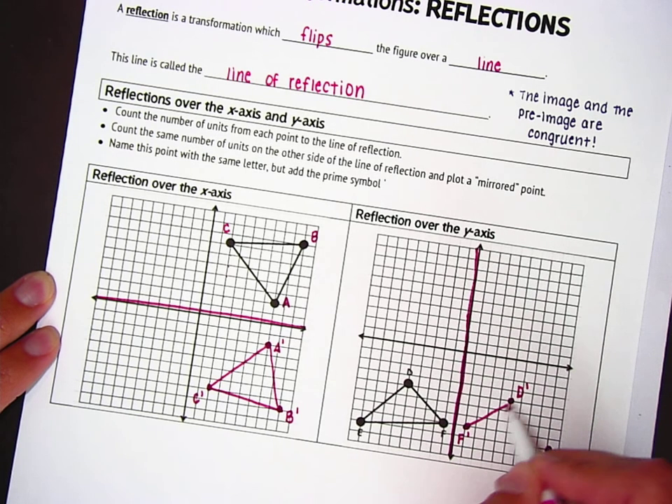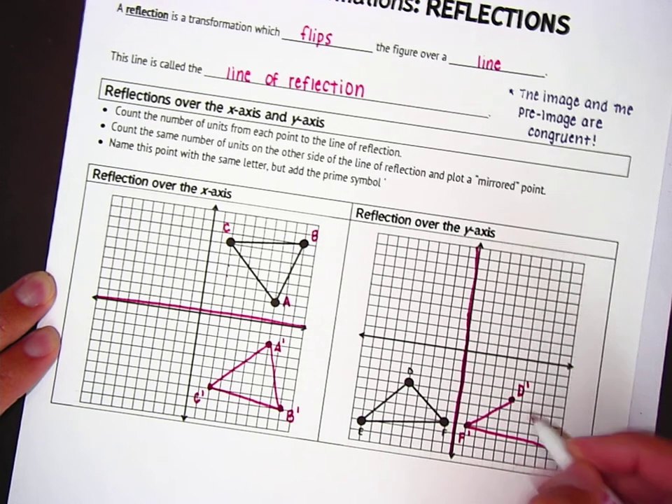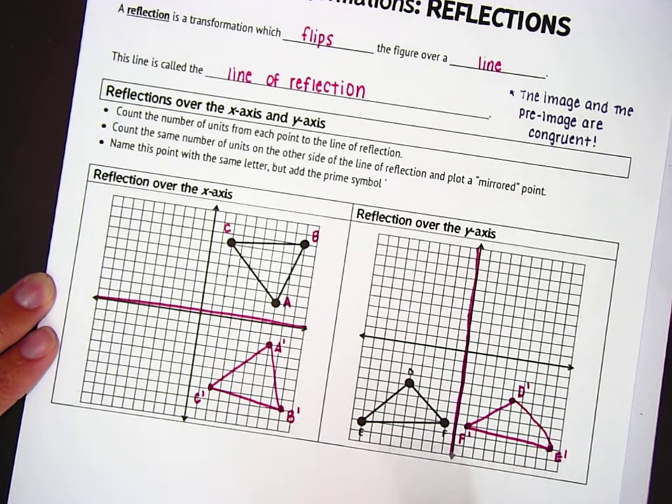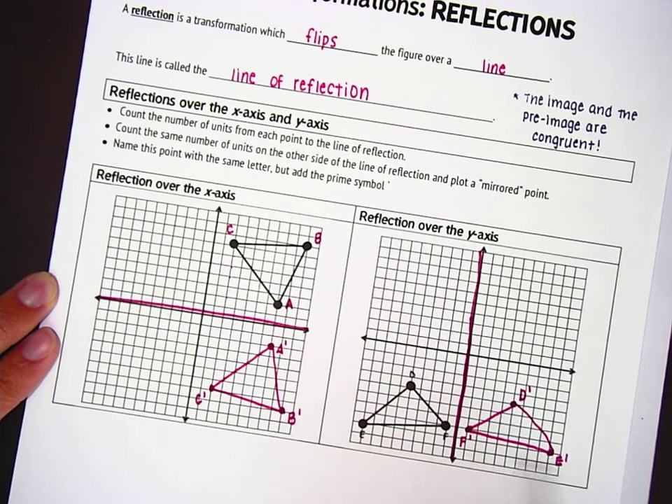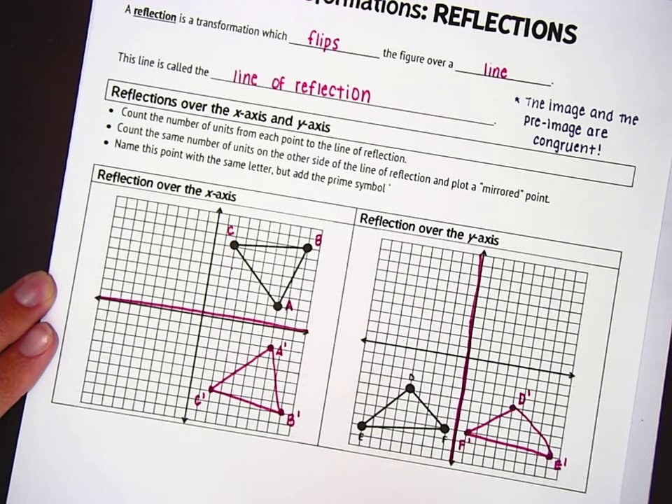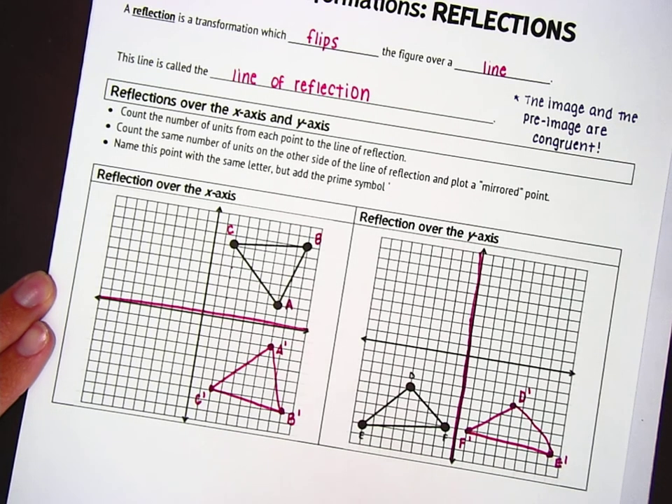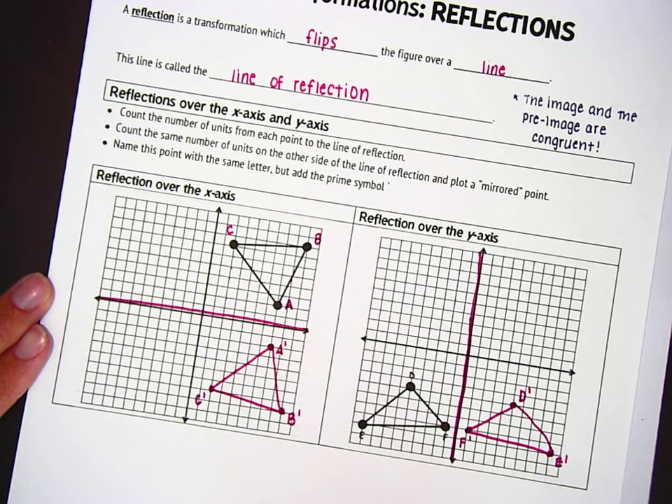And again, I can go ahead and connect the dots here to draw my figure. And I can see that D, E, F and D prime, E prime, F prime are the same size and the same shape, but they are a mirrored image or a reflected image of the original.